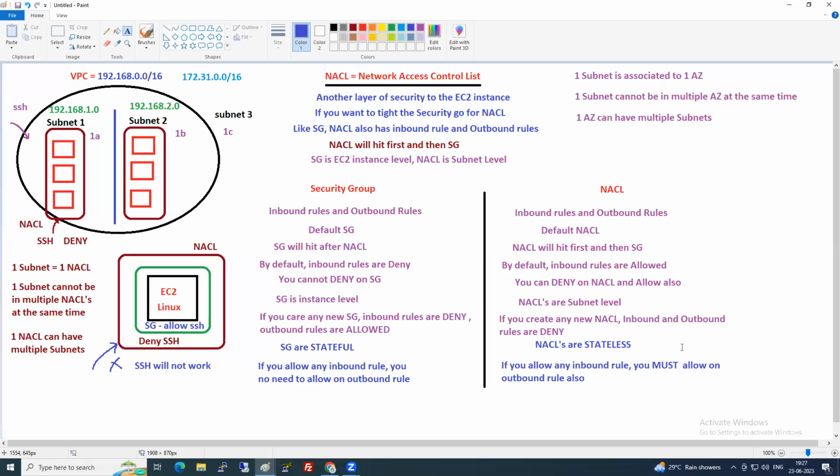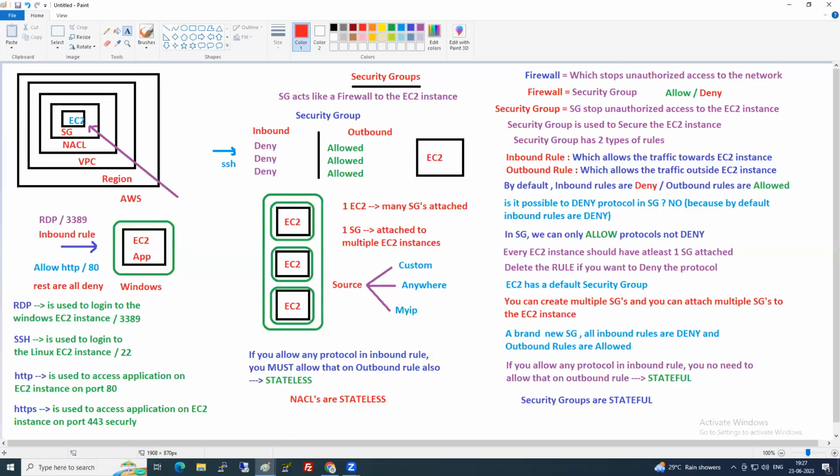Clear now, the differences between security group and NACLs? Super. Any questions? This is a little bit difficult topic, but I hope I made it smooth as butter. Take the screenshots.